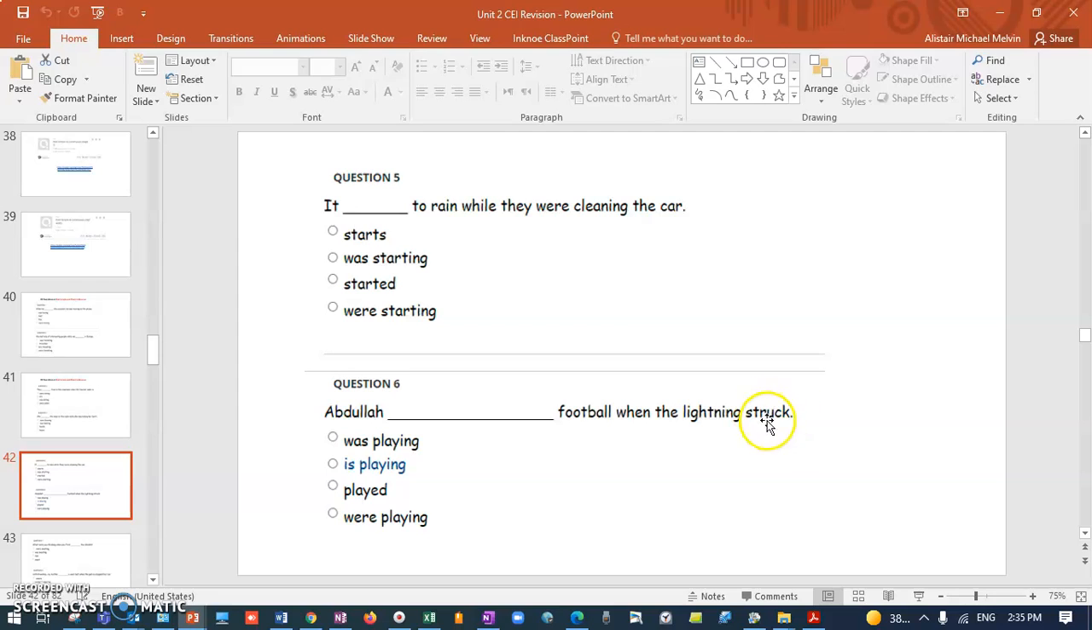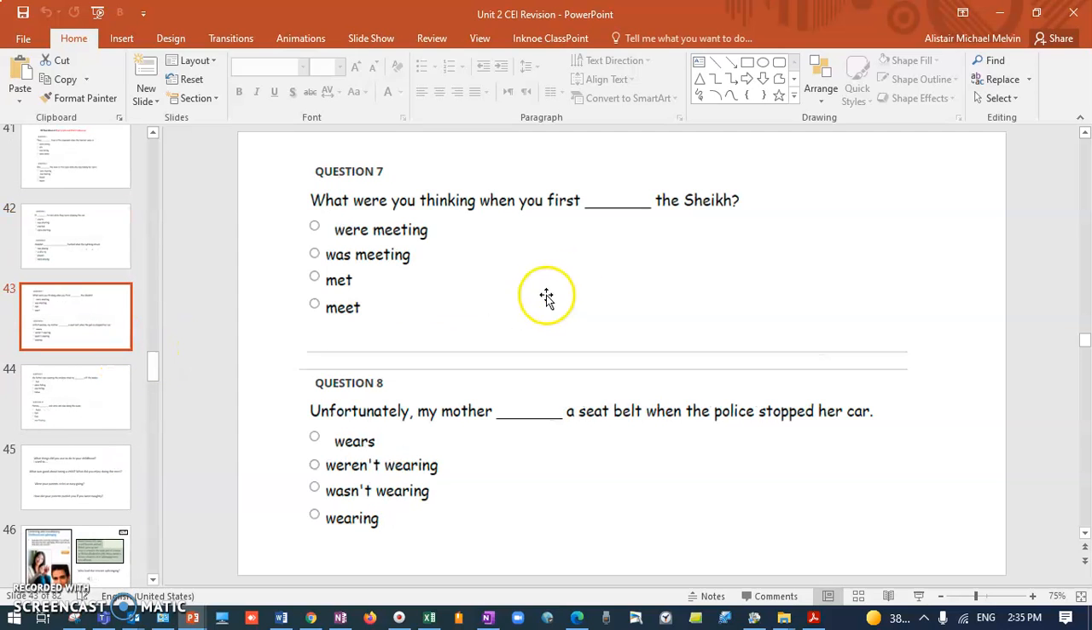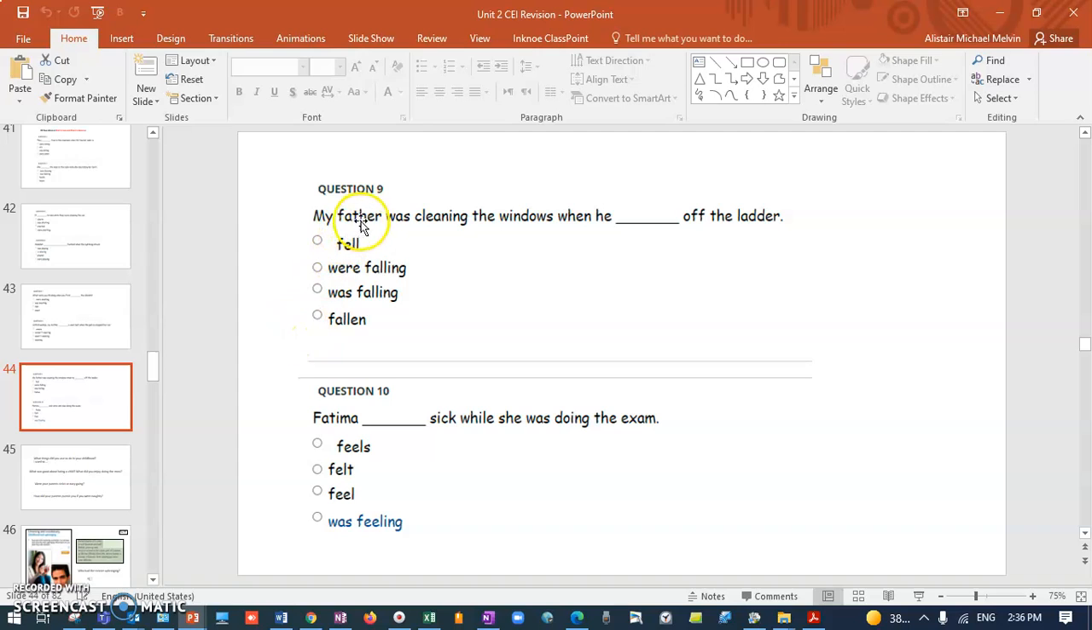Okay. When the lightning struck, strike, that is past simple. So Abdullah was playing football. He was when the lightning struck. Okay, number 7. Were you thinking? Past continuous. What were you thinking when you first met the sheikh? Past simple. Okay, when the police stopped her car, past simple. So here we want past continuous. Unfortunately, my mother, she wasn't wearing a seatbelt. Okay. Number 9. My father was cleaning the windows, past continuous, when he fell off, past simple.